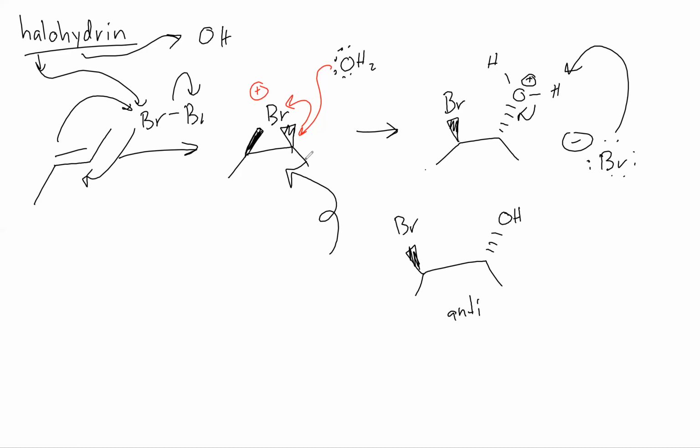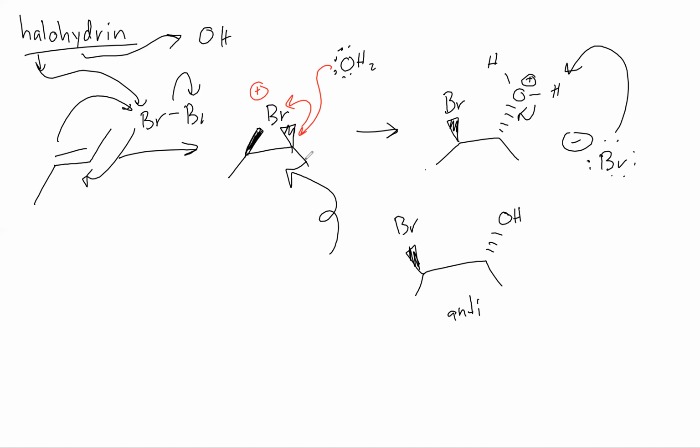So again, just to reiterate, you're syn and anti when you have a carbocation intermediate. You're only anti when you have a bridged halonium ion intermediate. Okay, so that's how we tell if something's going to be syn or anti, just by looking at the intermediates. Okay, does that make sense to everybody?